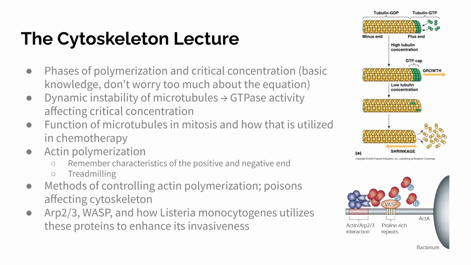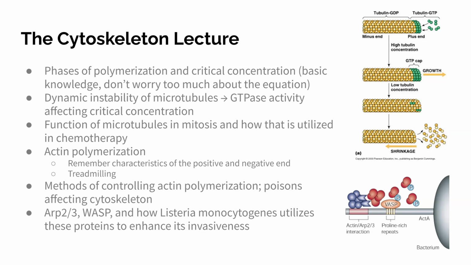And then it'll be important to remember how actin polymerization works as well, remembering the characteristics of the positive and negative end, as well as how that treadmilling works. And then we're also going into the disease application for that. There are methods of controlling actin polymerization, like certain poisons that affect the cytoskeleton.